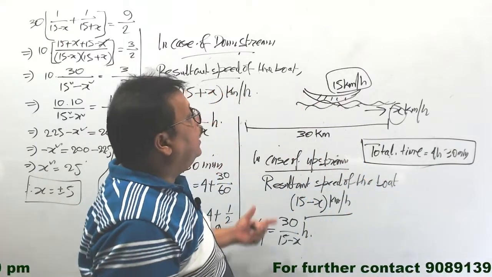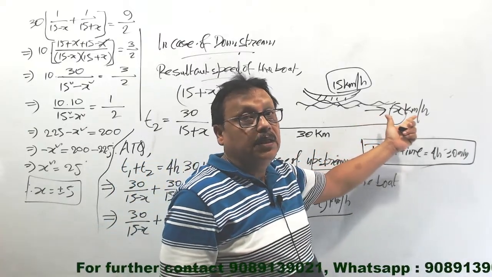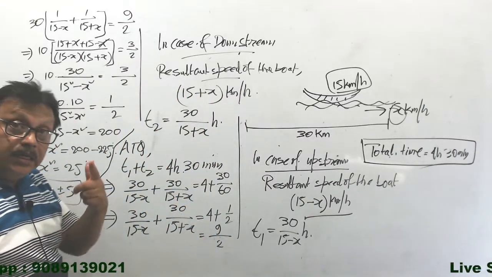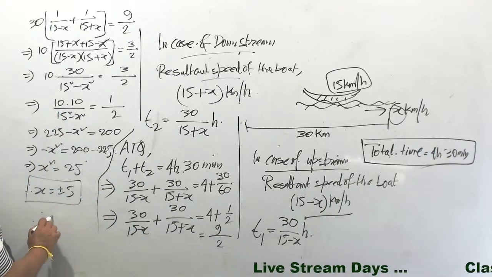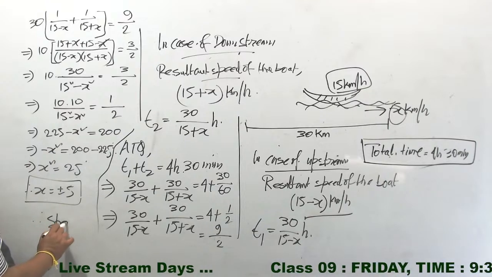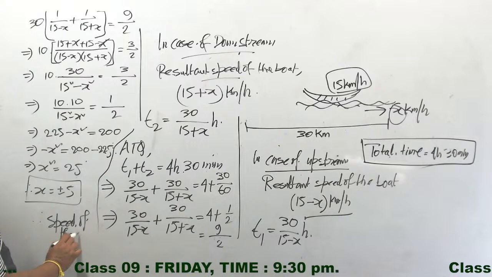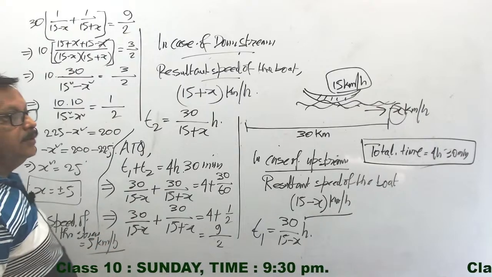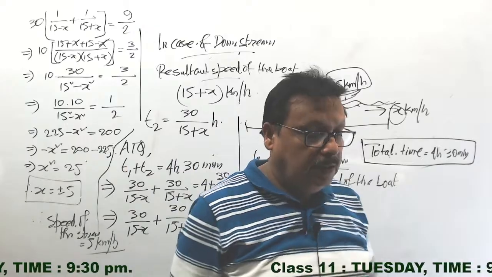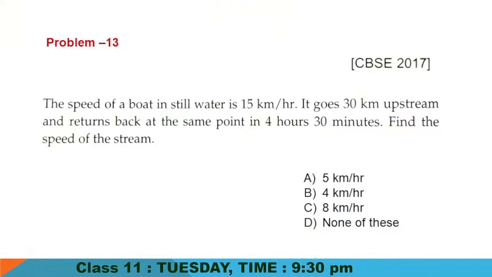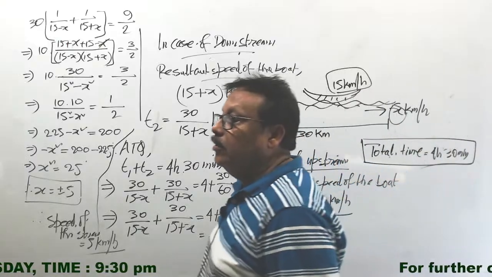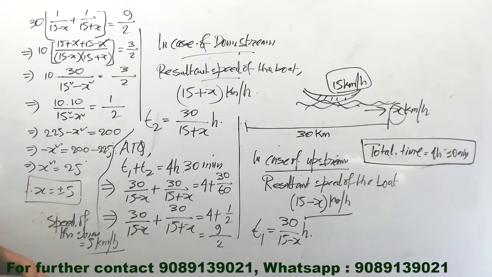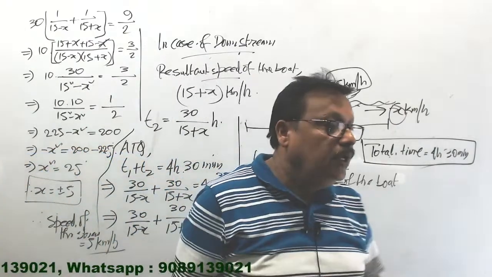But we assumed x equal to speed of the river water. But the speed of the river water cannot be what? Negative. Therefore, speed of the stream is equal to 5 km per hour. This is the answer. Option A is the answer. 5 km per hour, you have to write here, since the speed cannot be negative. Understood? Go to the next problem.